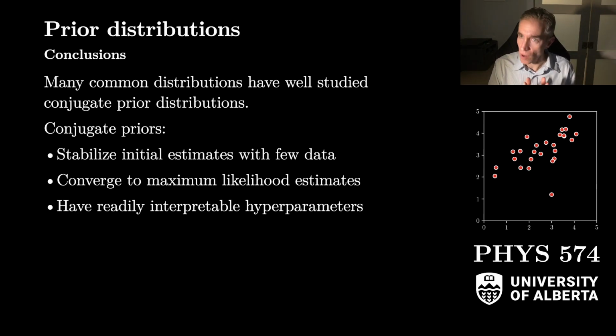It converges always to maximum likelihood estimates. So in the limit that we have lots of data, we get to the same values we'd expect for maximum likelihood. And a good conjugate prior has readily interpretable hyperparameters that we can use to describe the nature of our prior assumptions in the context of the experiment that we are doing.